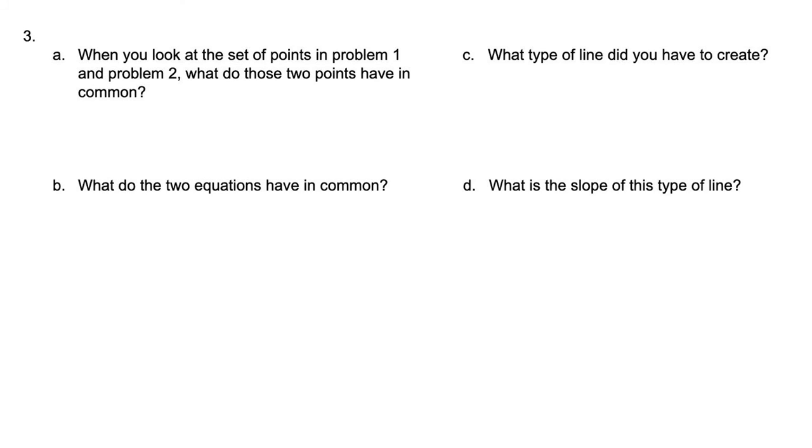For question 3, you are going to look back at problems 1 and 2 and talk about what those 2 points have in common within question 1 and question 2. Part B says, what do the 2 equations have in common? Part C talks about what kind of line did you create? We're looking at, is it horizontal or vertical? And question D, what kind of slope would this line be? Find the slope between the 2 points you plotted.